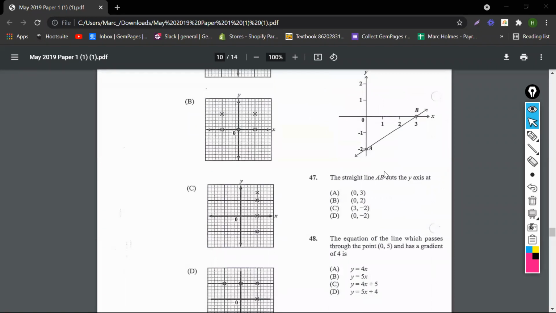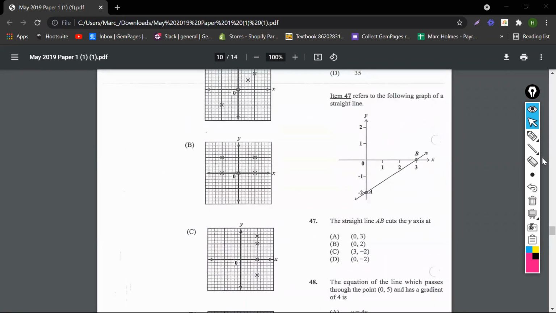Let's move on to 47. It says here, a straight line AB cuts the y-axis at, where does it cut the y-axis, guys? This is a cheese tricks, guys. It clearly cuts the y-axis here. And if you can see, that point A is definitely, the x value is 0, and the y value is -2. So that's the answer for that one, (0, -2).